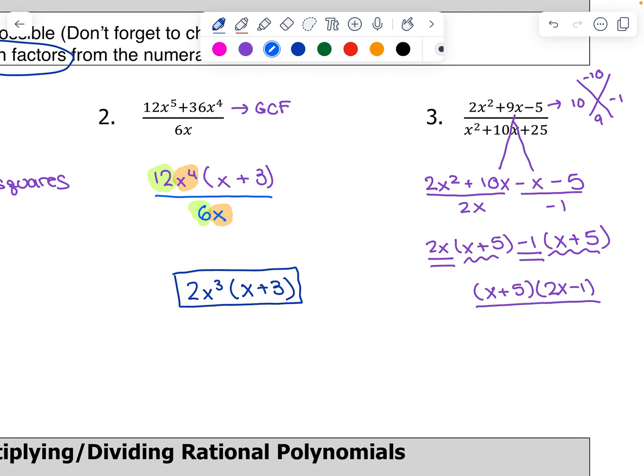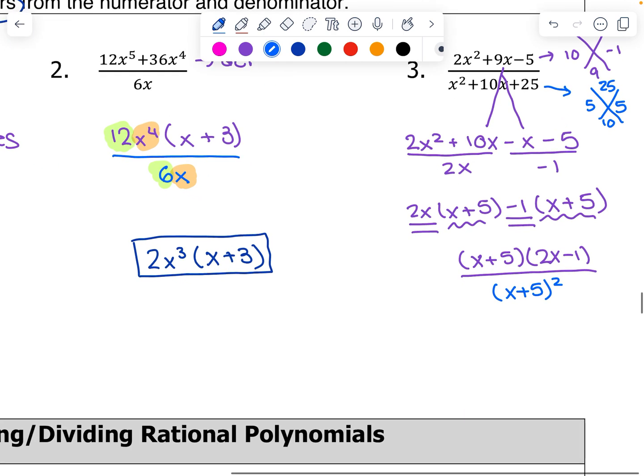My denominator, I'm going to go ahead and see what multiplies to 25 and adds to 10. It's going to be 5 and 5. So you can write that as x plus 5 squared or x plus 5 times x plus 5. I'm going to write it as x plus 5 squared for a second. Notice when you cancel this out, you're going to cancel out an x plus 5 and one of the x plus 5 squared. So you still have one left. Because again, it's like saying you have 2 on the bottom. That's what a squared means, and 1 on top. So 1 and 1 would cancel.